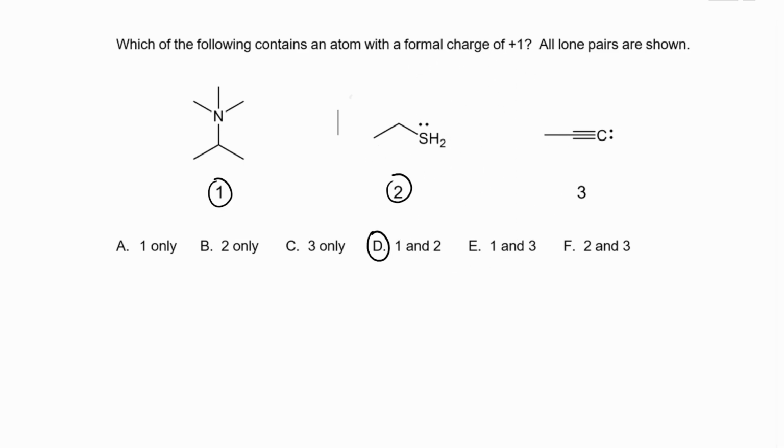But let's check 3 as well. So carbon over here has 4 valence electrons. We have a lone pair here, and then we have a triple bond over here. And triple bonds count as 3, so a single bond counts as 1, a double bond counts as 2, and a triple bond counts as 3. So 4 minus 3 minus that 2 lone pair, it's going to give us -1. So that shows that this carbon atom has a formal charge of -1, which is incorrect. Alright, so the answer is D.